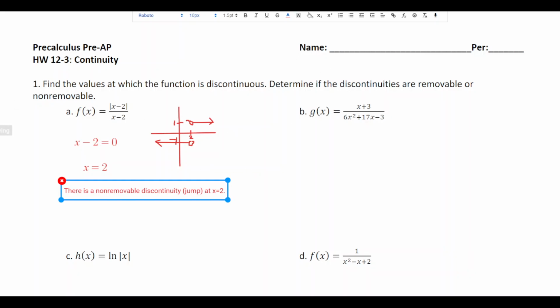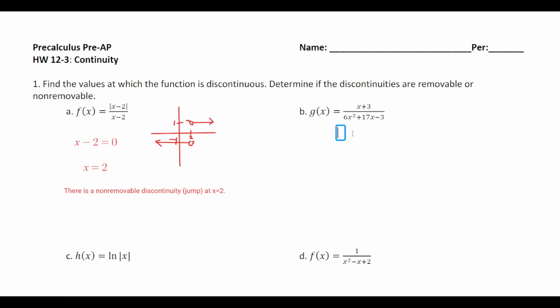So for B, we do need to set the denominator equal to 0 and solve, just like on A. This is a quadratic that we either need to factor or use the quadratic formula on. I do believe this is factorable here. Let me think about this for a second. Let's see, we could do 6x, let's try this, 6x minus 1 times x plus 3. Now let me double check and make sure that actually works.